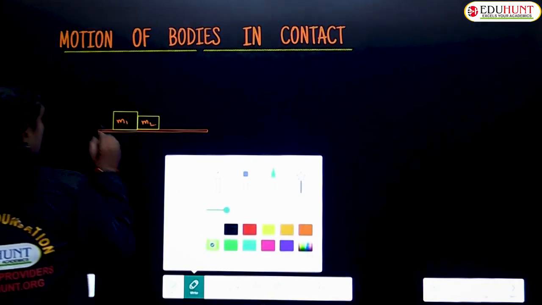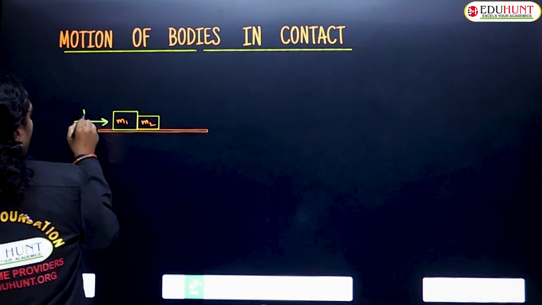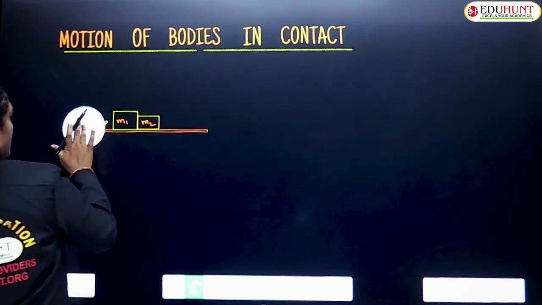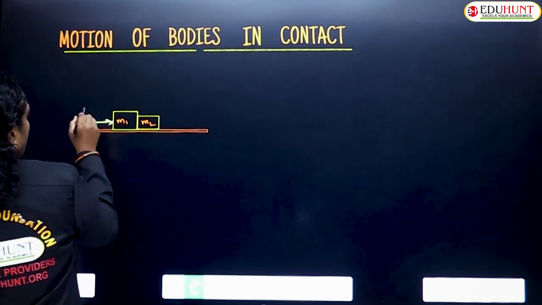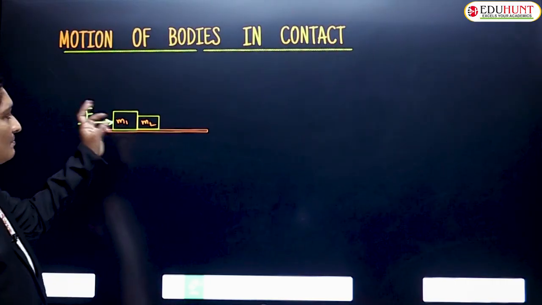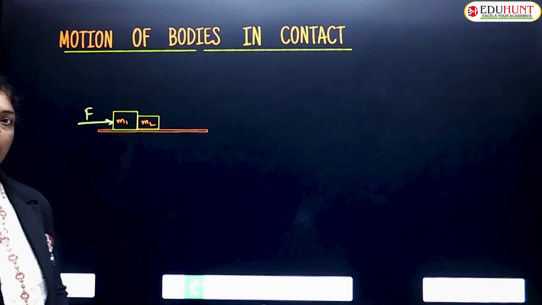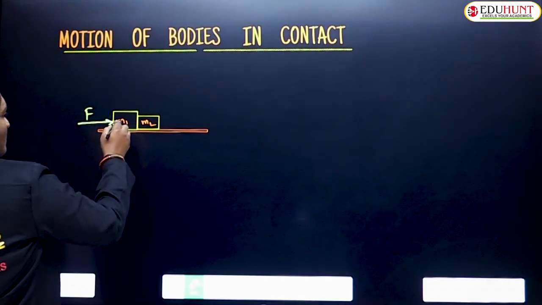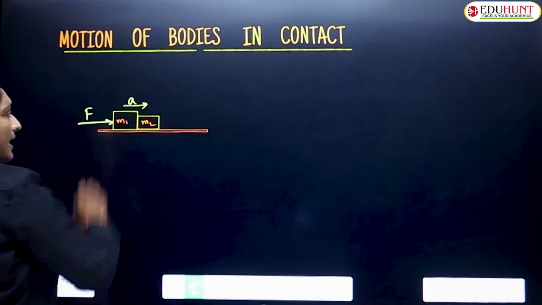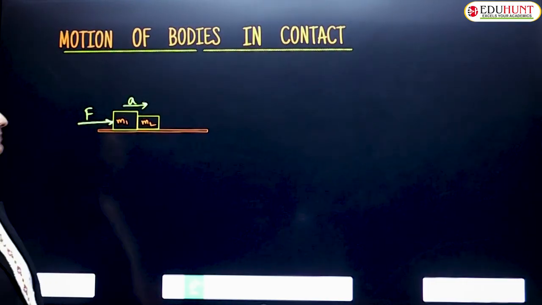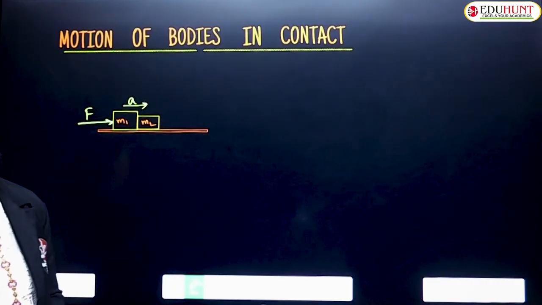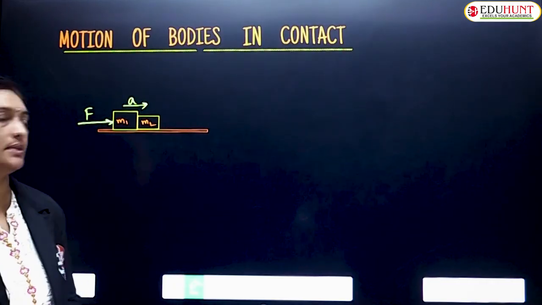Suppose a force F acts on the body of mass M1, then the acceleration produced in the two blocks will be the same. That means if the acceleration produced in the mass M1 is A, then the acceleration produced in the mass M2 will also be A. So because of the force, the two blocks will move together as they are lying on the smooth horizontal surface.